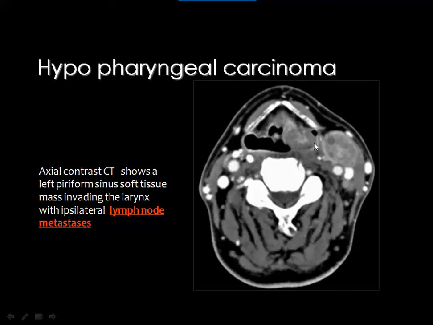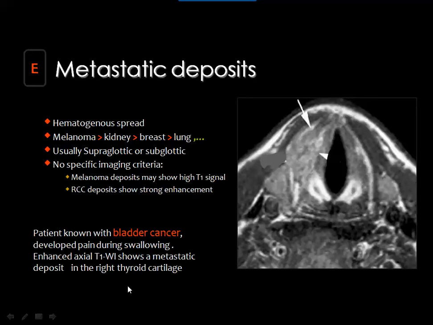the larynx. And this is the hypopharyngeal carcinoma infiltrating the left piriform sinus, and this is the metastatic lymph node deep to the sternomastoid muscle. These are also metastatic lymph nodes.